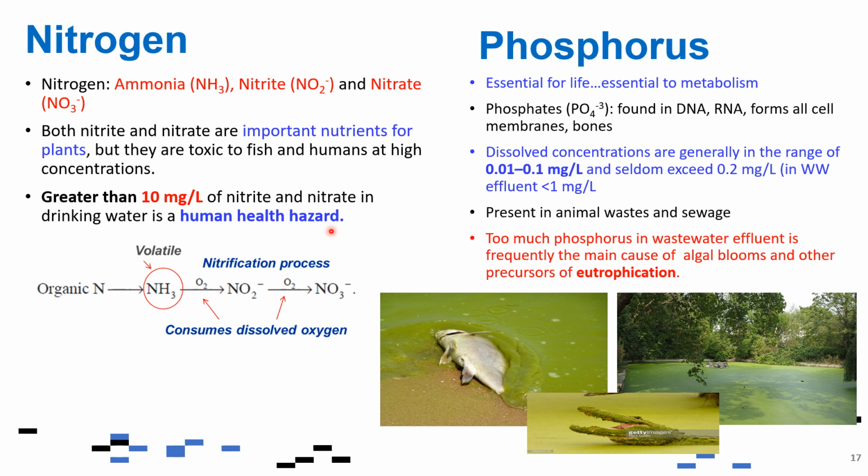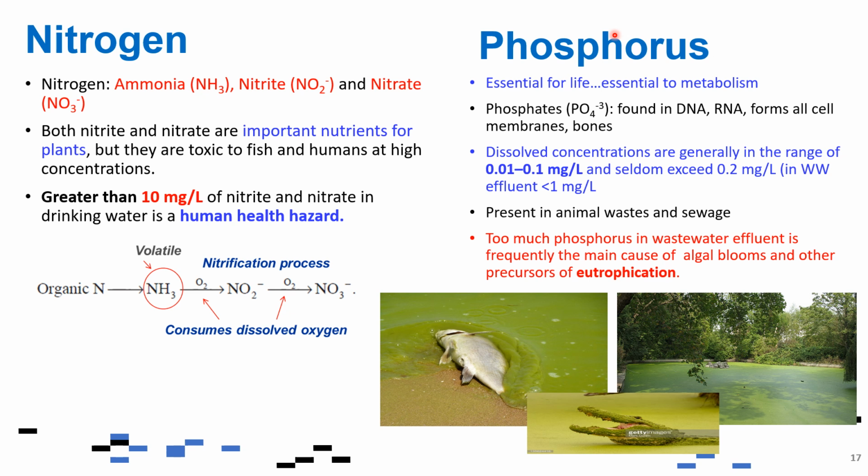Also, the nitrification and denitrification processes happen during the secondary treatment in a wastewater treatment plant, via the conversion of ammonia to nitrite and then to nitrate. These two can consume oxygen during the process as well, because of the use of microorganisms in the nitrification process. And another thing is phosphorus.